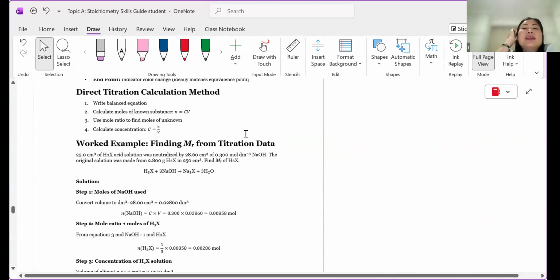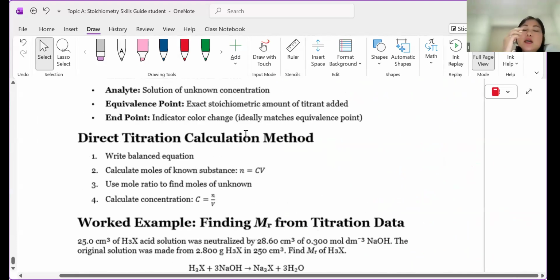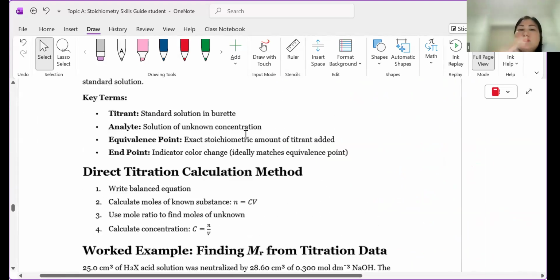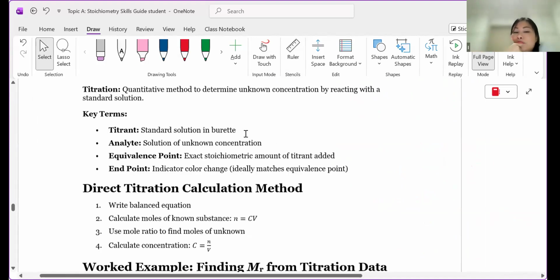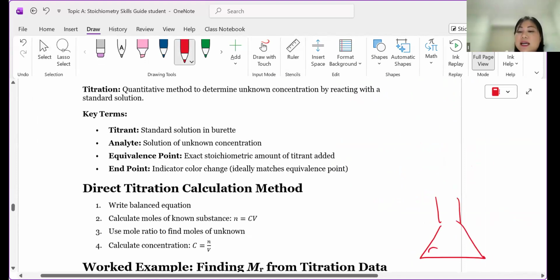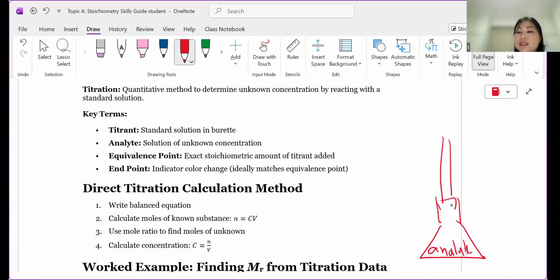Okay, so last part, direct titration. This is all recapping. In the titration, we will have a titrant. Titrant is in the burette. And then we have our sample, sometimes we call it analyte, which is in our conical flask. This is the analyte. And then the titrant is in the burette.